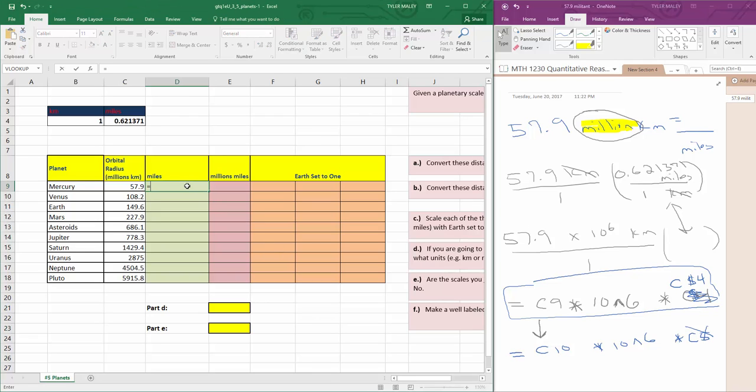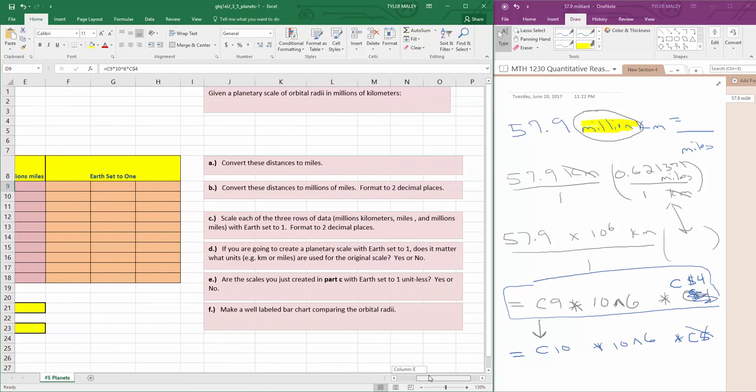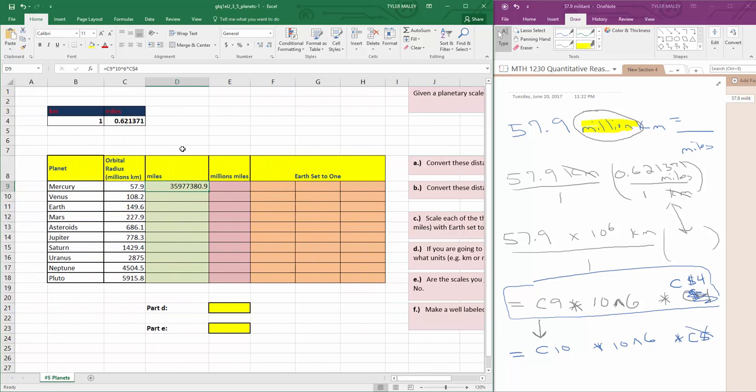Right, so we can do equals, so C9 times 10 to the 6th, times, and then we want this cell, and we want to lock in the 4, right? So hit enter, and then, see, I don't know if we were told to format this any particular way. Yeah, it doesn't say to format any particular way.